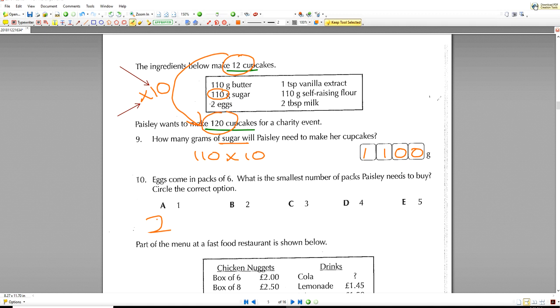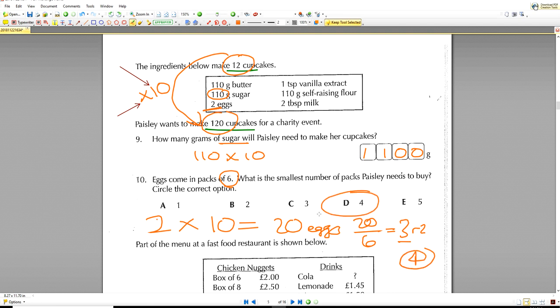We have 2 eggs for 12 people, and we're going to now go towards 120 cupcakes. So we have times that by 10 as well. 2 times 10 gives you 20 eggs. Now eggs are sold in packs of 6, so you have to do 20 divided by 6. That'll give you 3 remainder 2. Now you can't buy 3 packs and a bit of the next pack, so you're going to have to buy 4 packs and round it up. So the answer is 4.